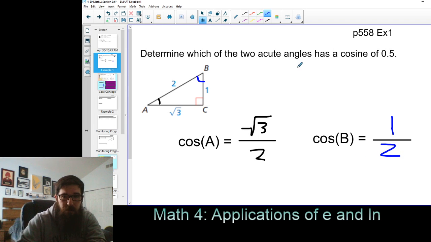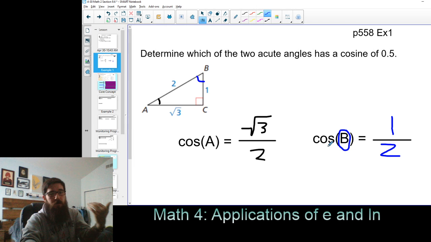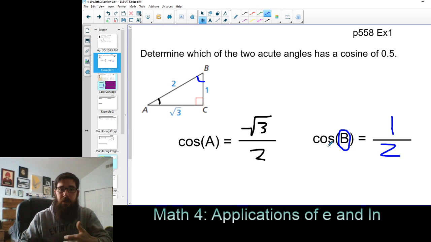So which of these two acute angles has a cosine of half? What we're looking for, the answer is actually angle B. Because if I do cosine of B, so cosine of that angle, it comes out to 1 over 2. Turn that into a decimal. There's your 1/2.